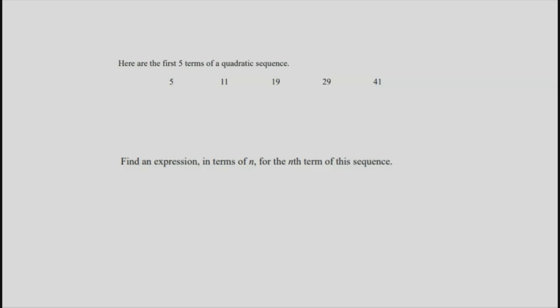So in this first question we're asked to find the quadratic nth term of this sequence. First I'm going to start off by trying to find the difference between each term. So 5 and 11 is plus 6, 11 and 19 is plus 8, 19 and 29 is plus 10, and 29 and 41 is plus 12. As you can see, there's a second difference of plus 2 between each term. And this second difference is quite important for our first step.